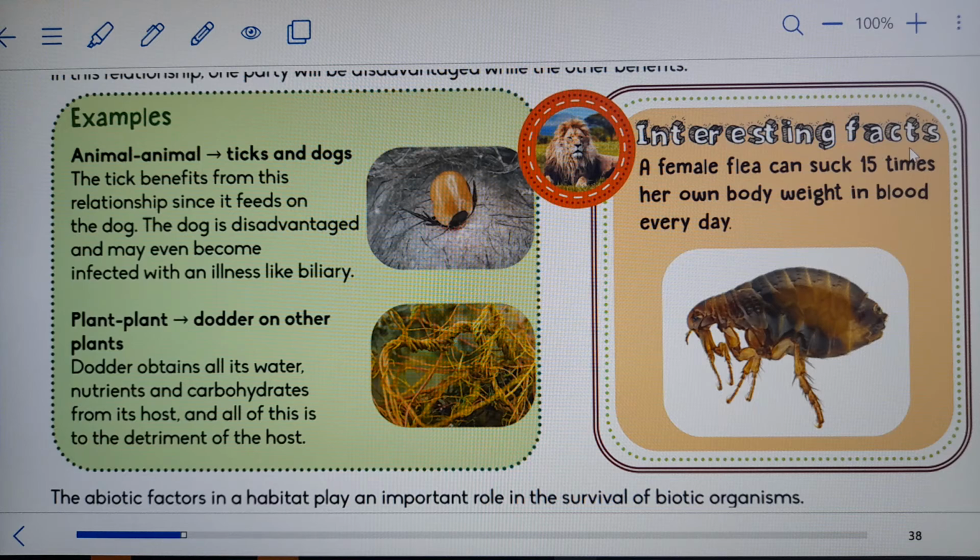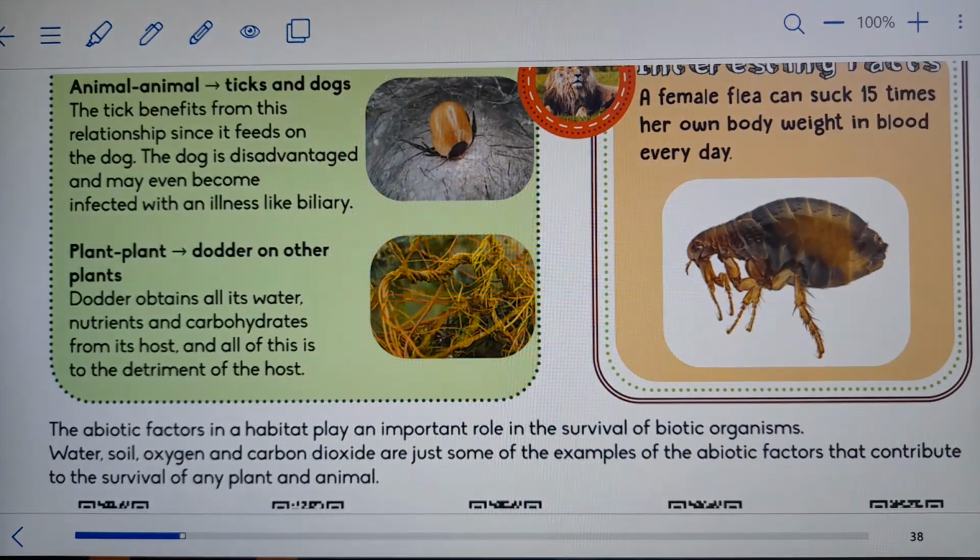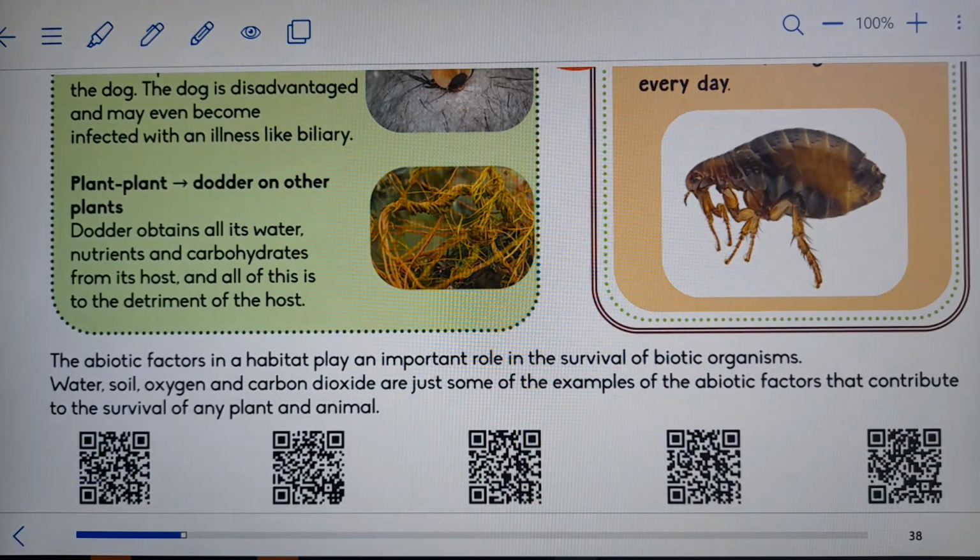We have an interesting fact here. So the types of parasitism, it's only two: animal to animal and plant to plant. Interesting fact there: a female flea can suck up to 15 times her own body weight in blood every day. Woo! You know what a flea is, guys? I hope you know, but these things, they bite, eh? They are so tiny you can't even catch them, but when they bite you, woo! So they say it can suck 15 times her own body weight in blood every day. Okay, every day. So mosquitoes are also a type of parasite.